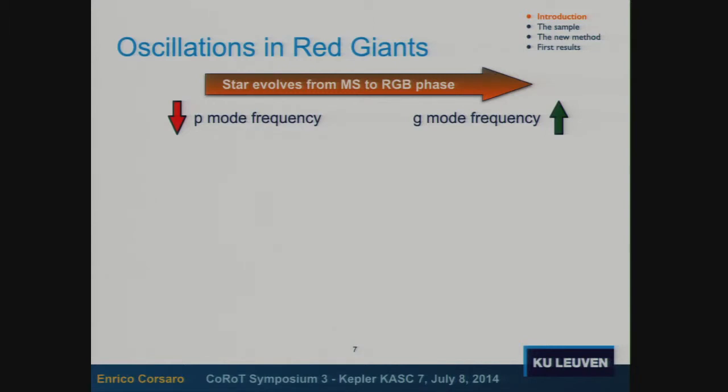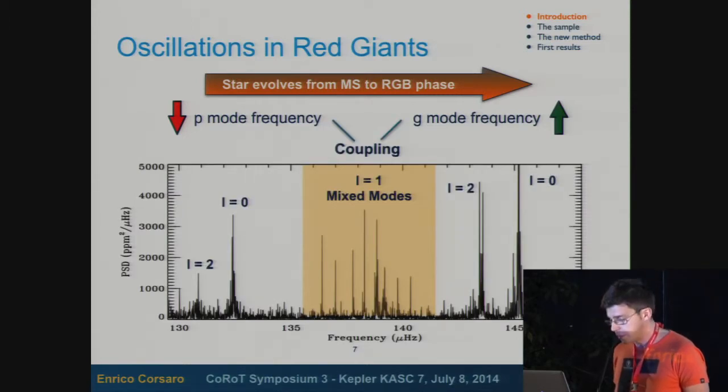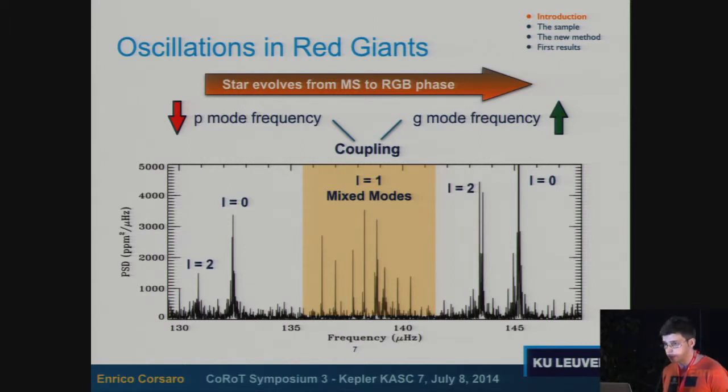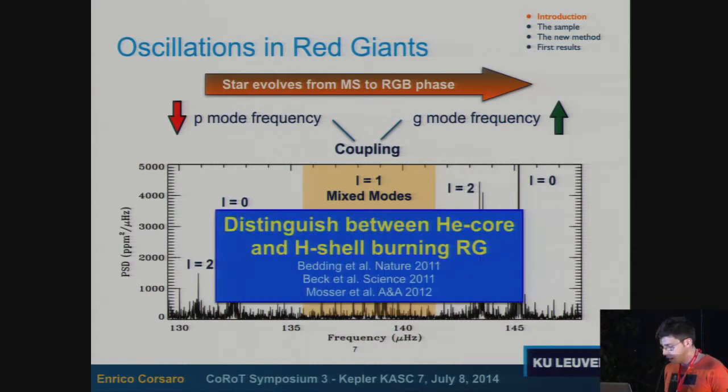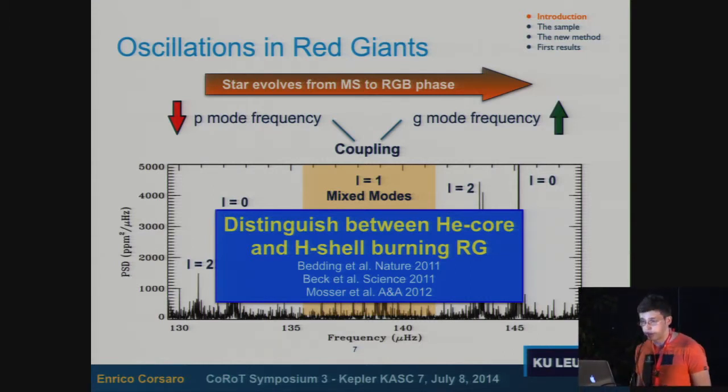Concerning the red giants in particular, as the star evolves from the main sequence to the RGB phase, we see that the p mode frequencies decrease and the g mode frequencies increase. And they start to couple, producing an effect that you observe especially in the dipole modes of the star. So in this case, the single p mode dipole mode is replaced by a forest of peaks that derive from the coupling with the g modes. The analysis of the spacings of these mixed modes basically allows you to distinguish between helium core and hydrogen shell burning red giants.